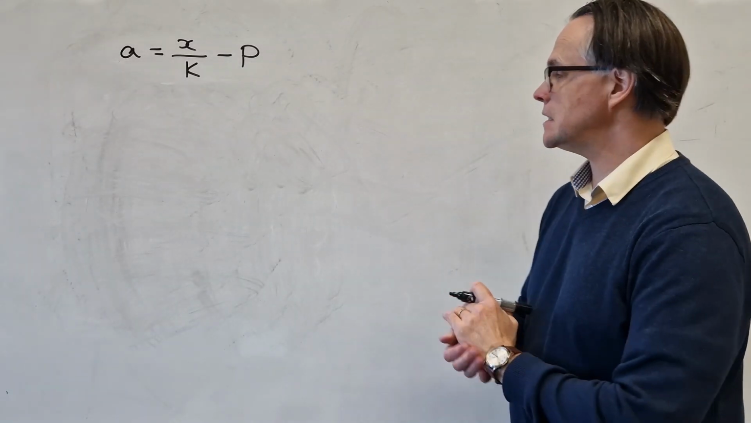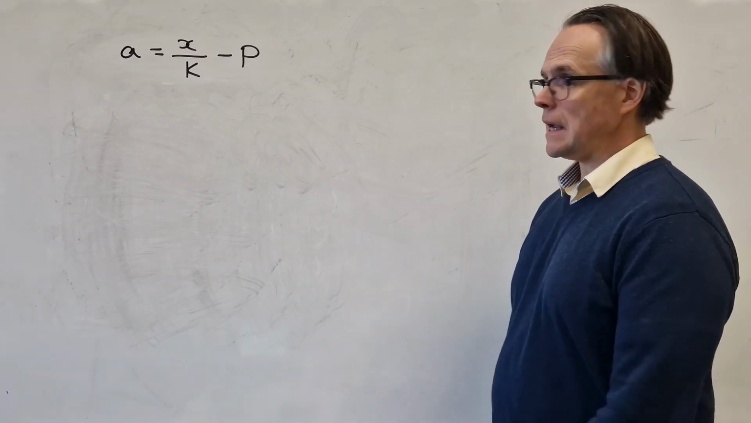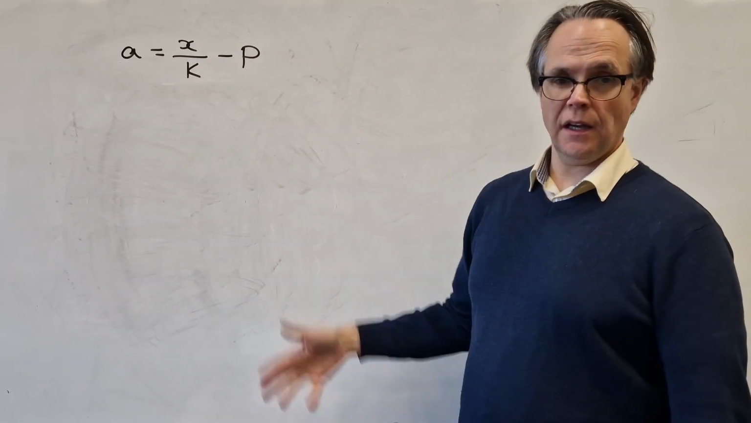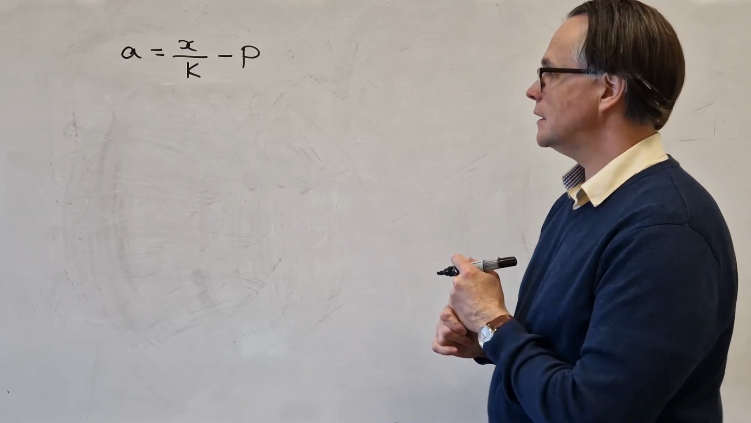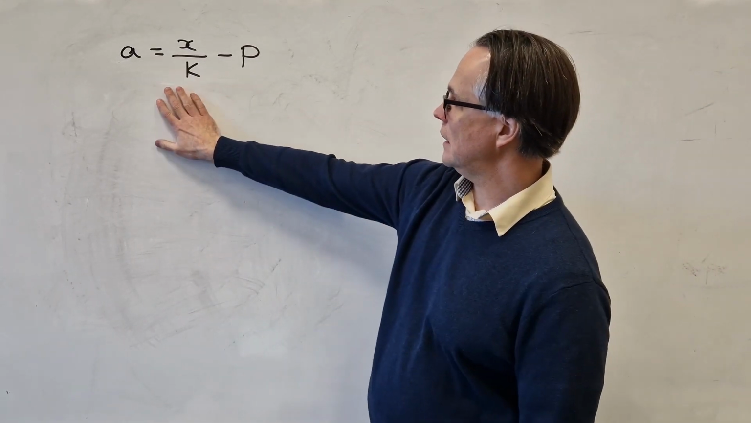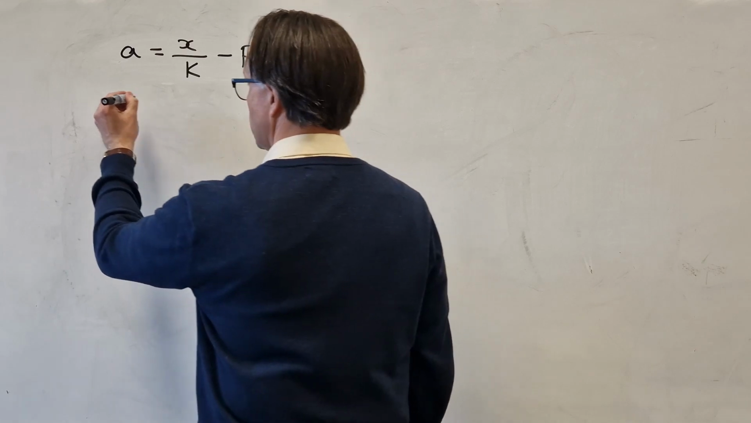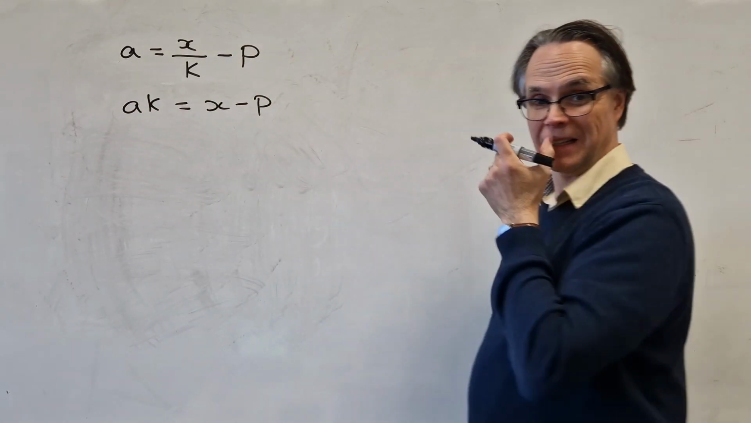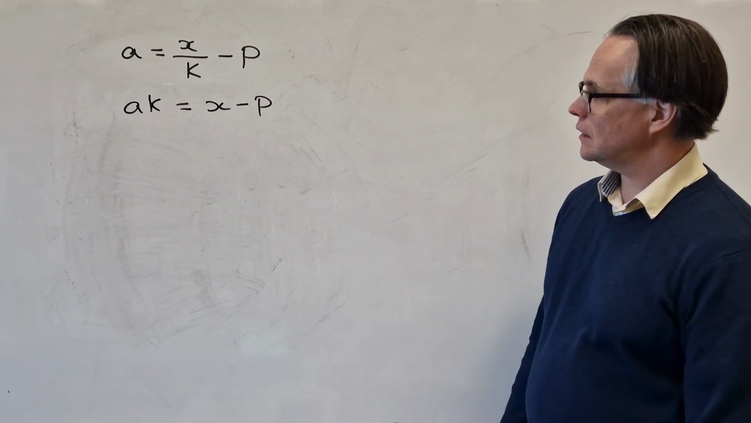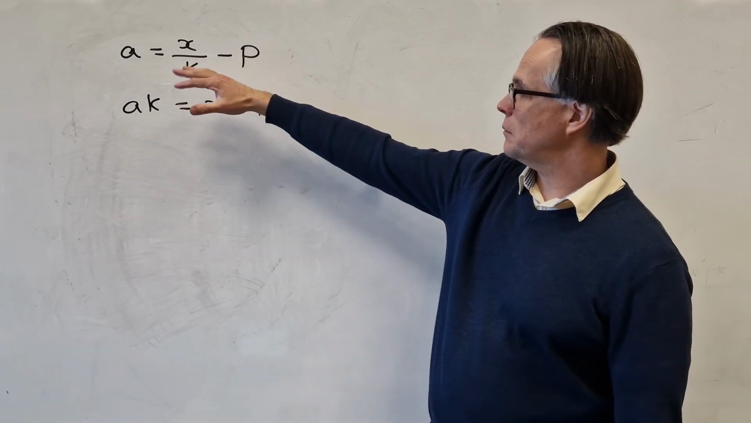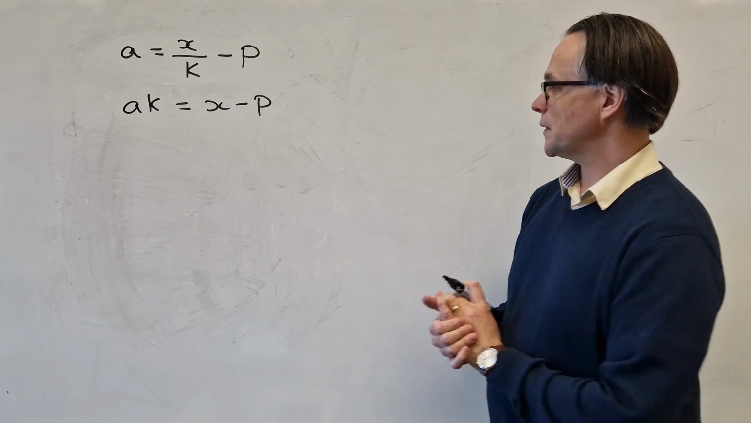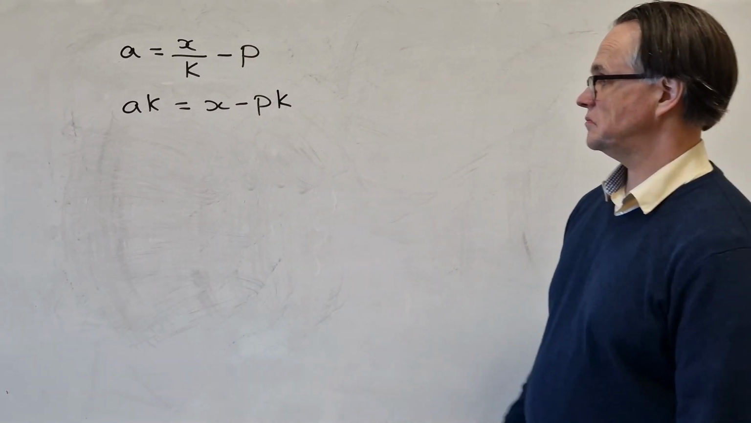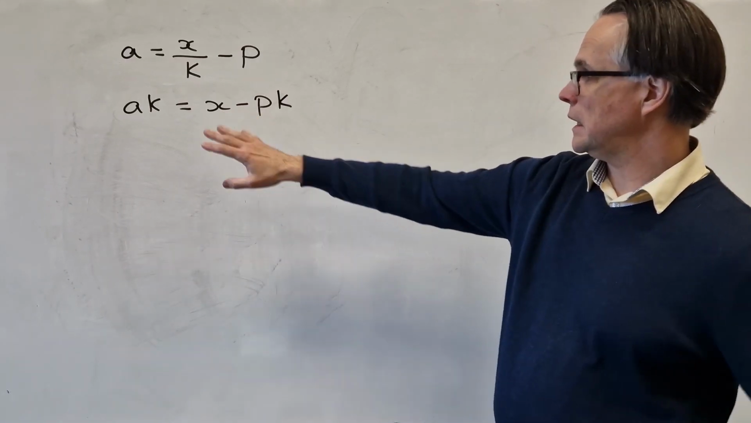The second one is a little bit easier than the first one, but people still make mistakes on it because they see that x has been divided by k and they decide to multiply through by k, and often what they'll do is they'll just multiply the a by k. So they'll write something like that. Now, you can't do that. If you're going to multiply through by k, everything's going to be multiplied by k. So I mean, you could end up with this, and then you would add pk to both sides.